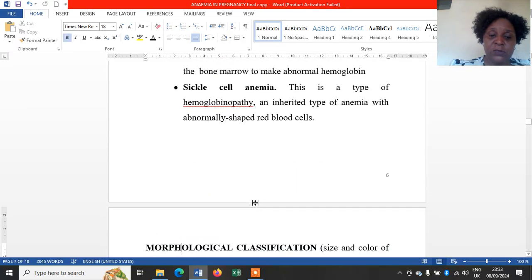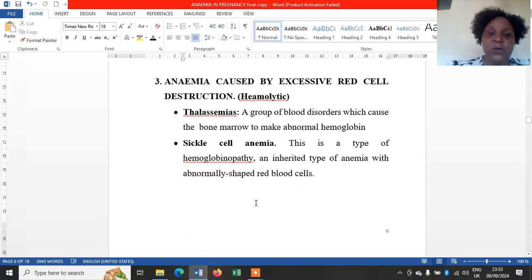And then we can also have anemia due to excessive red cell destruction, and we call it hemolytic anemia. Under hemolytic anemia, we have the thalassaemias, which is a group of blood disorders which cause the bone marrow to make abnormal red blood cells, abnormal hemoglobin. So thalassaemias are types of cancers which invade the red bone marrow and it fails to make a normal hemoglobin.